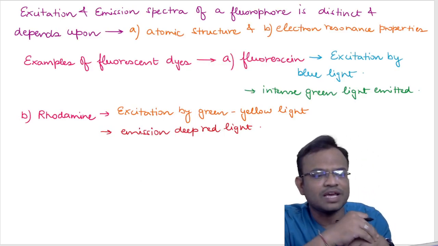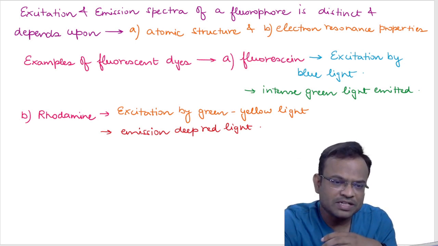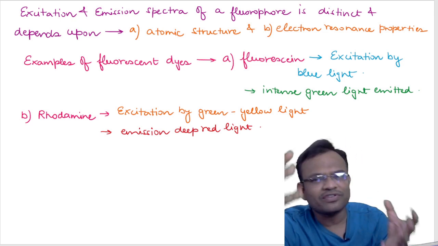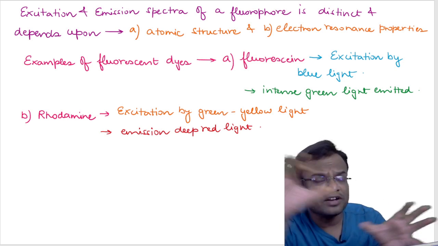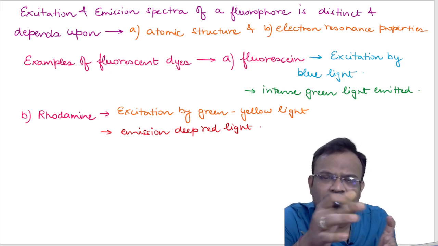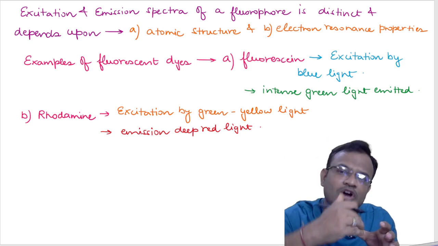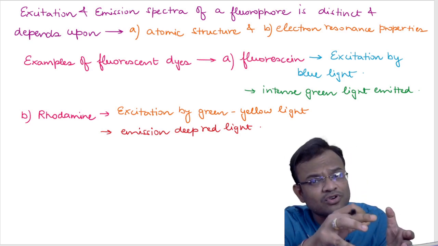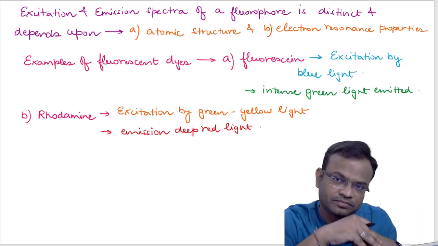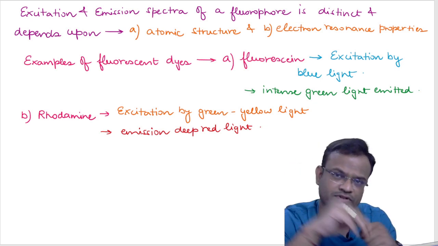The excitation and emission spectra of a fluorophore are distinct, and they depend upon atomic structure and electron resonance properties. What do you mean by this? Now there are different types of fluorophores, guys, and the excitation and emission spectra differ. Not all fluorophores can absorb a particular light. Different fluorophores will absorb a particular light and emit a particular light. Those are the characteristic intrinsic features of fluorophores.